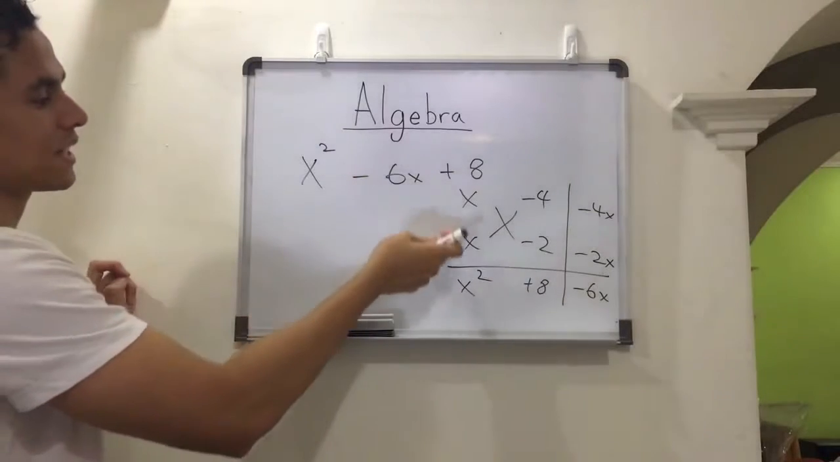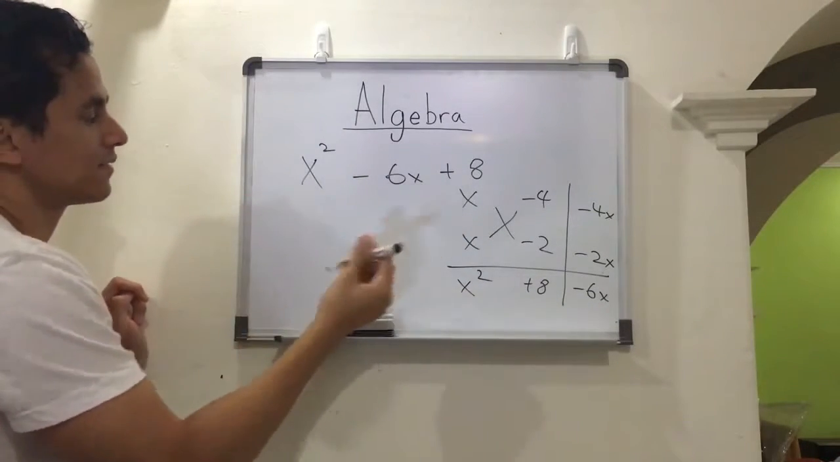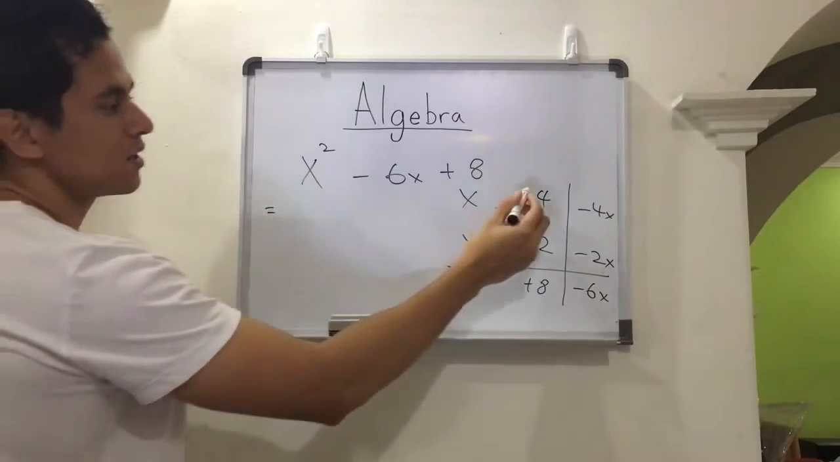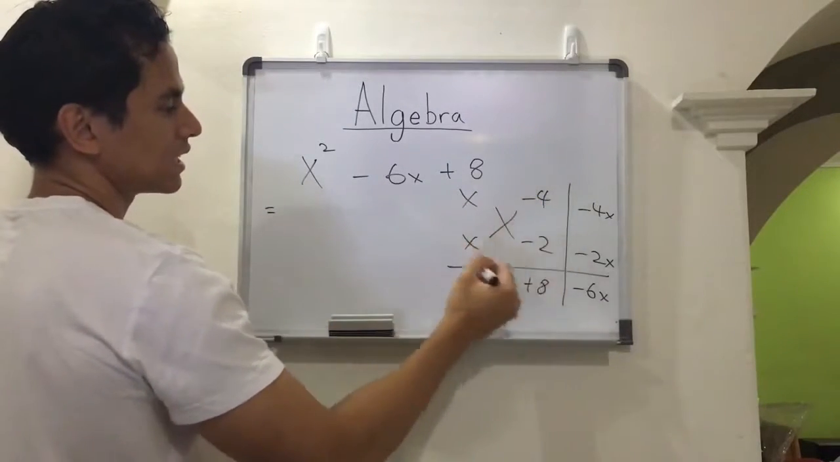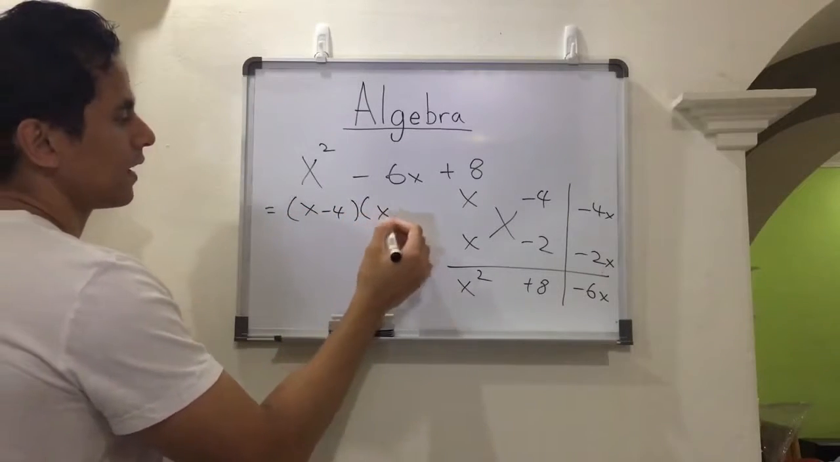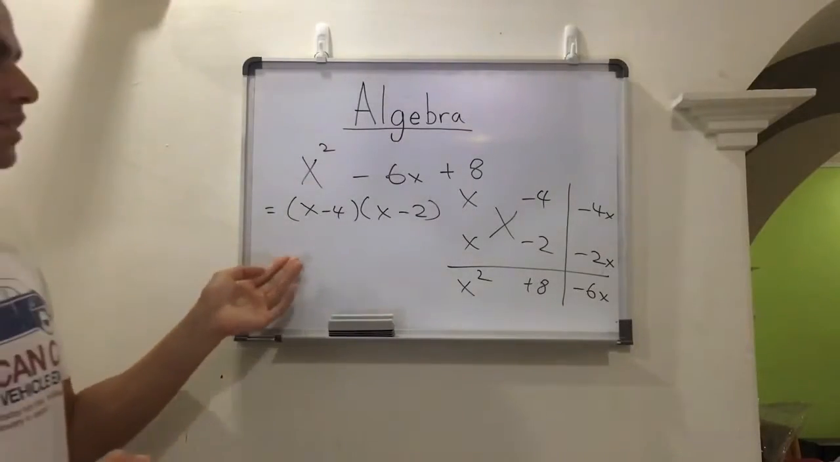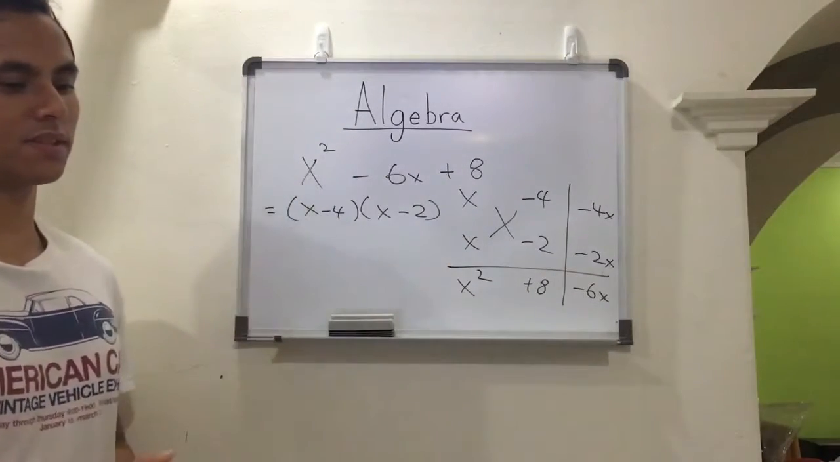So I know that, of course, x times x is x squared. So I know that the factors will just be, as we recall, I'll be taking it as such: x minus 4, x minus 2. Okay. So this is using the cross method to factorize this question.